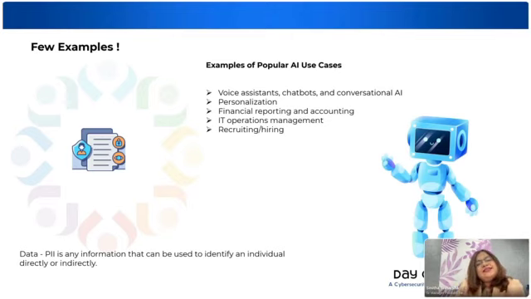Now, let's look at some of the popular AI use cases that we have today. So we have voice assistants, chatbots, and conversational AI. This is part of every household and every smartphone. We have Alexa, we have Siri, we have Google Home, without which we don't know how to operate sometimes. We don't want to search through the songs. We want Alexa to pick the songs for us, or we want Google Home to decide what song we need to listen to. That example does not require explanation.